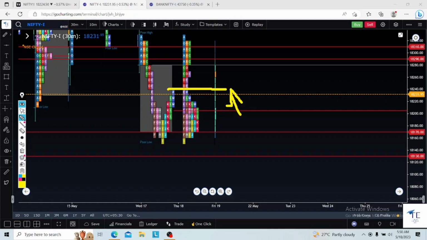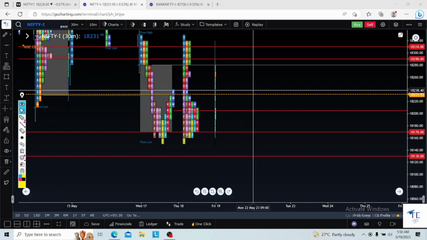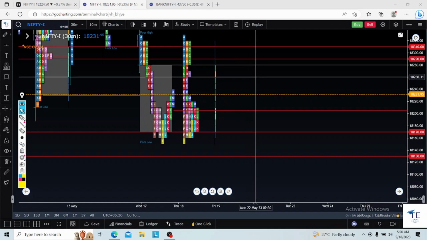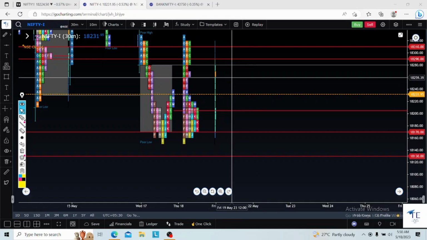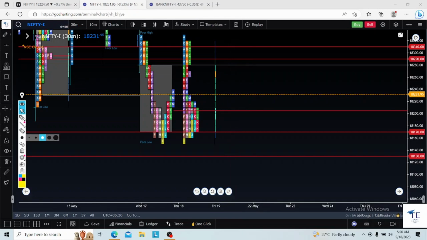Okay, go for a PE on any rejection from here or from this level. Flat opening, or after a flat opening, if the market moves and any rejection from 18,260, go for a PE. First target is 18,170. Second target is 18,130. This is in the case of the market opening flat here, that means below this rally high and below yesterday's close. Any rejection, go for a PE towards 170 and 130.